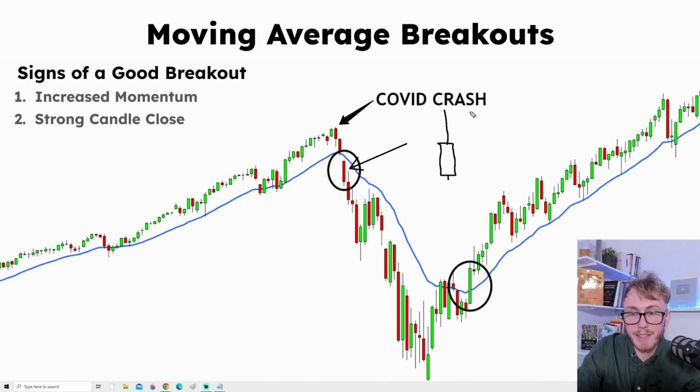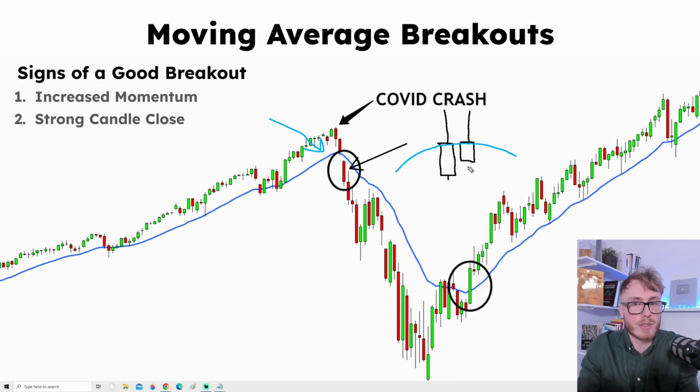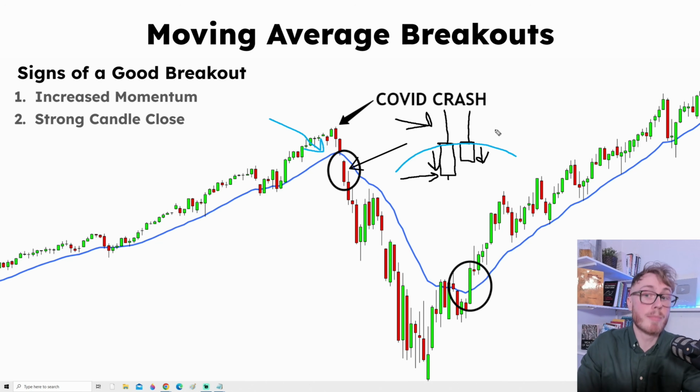But even if we have an example, let's say that the other candle looked something more like this. And once again, we have the moving average going like this, just as we saw right here. Which of these candles is the best breakout? Well, once again, we can see that one of the candles has a stronger candle close, meaning that the candle closes further below the moving average compared to this candle. So this candle is more likely to lead to a breakout compared to this candle.